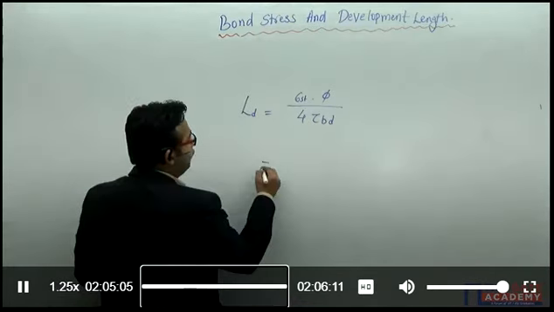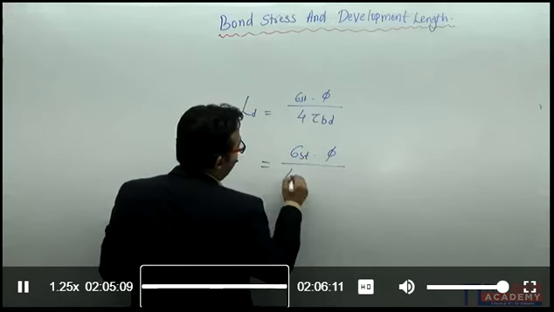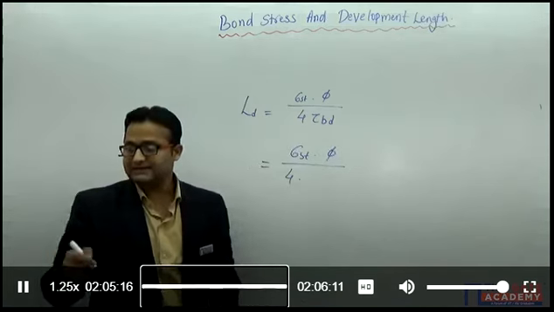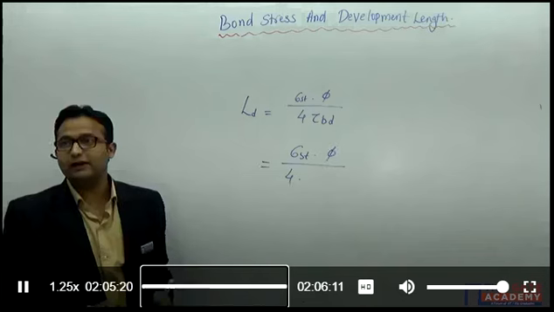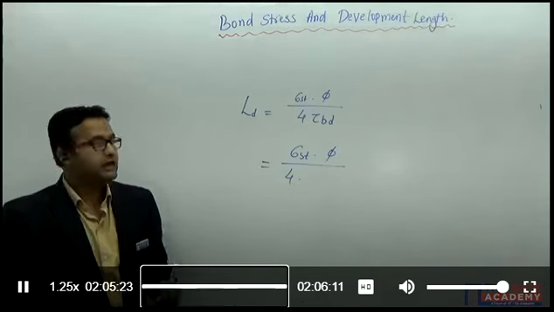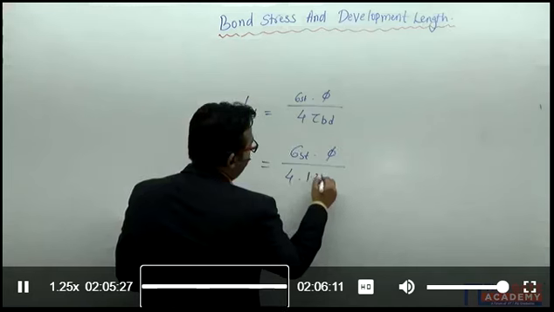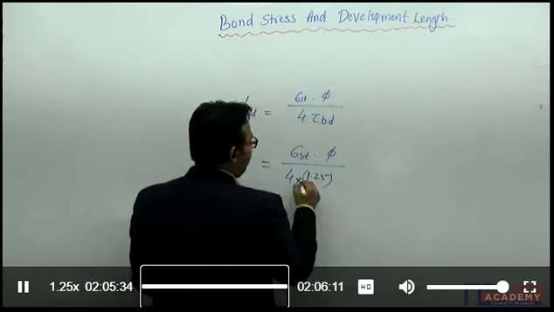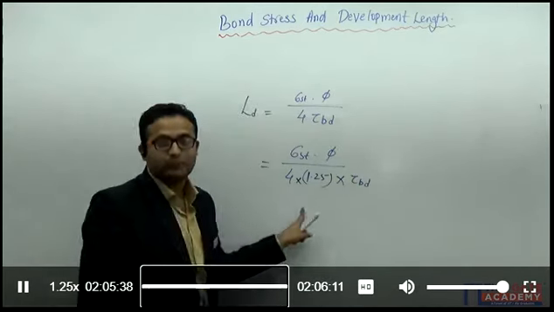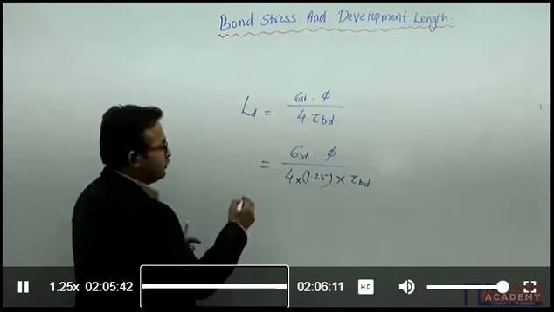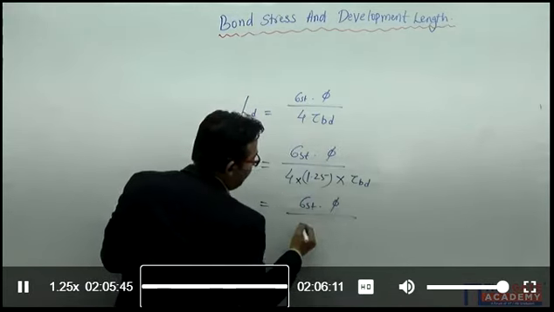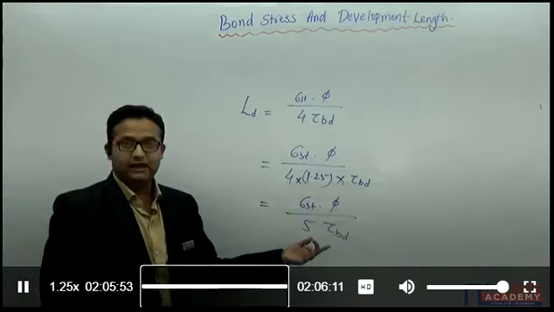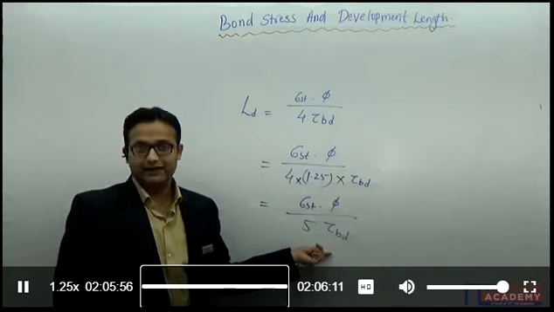Sigma st into phi divided by 4 tau bd, where this tau bd is the strength of concrete for plain reinforcement in tension. But he is asking for compression. So here we need to increase tau bd by 1.25. We need to increase by 1.25 tau bd. And he has also not mentioned the grade, so we are considering the mild steel only. So here we can write sigma st into phi divided by 5 tau bd. This should be your correct answer. Okay? It is not given in the options. Right? This is your correct answer.